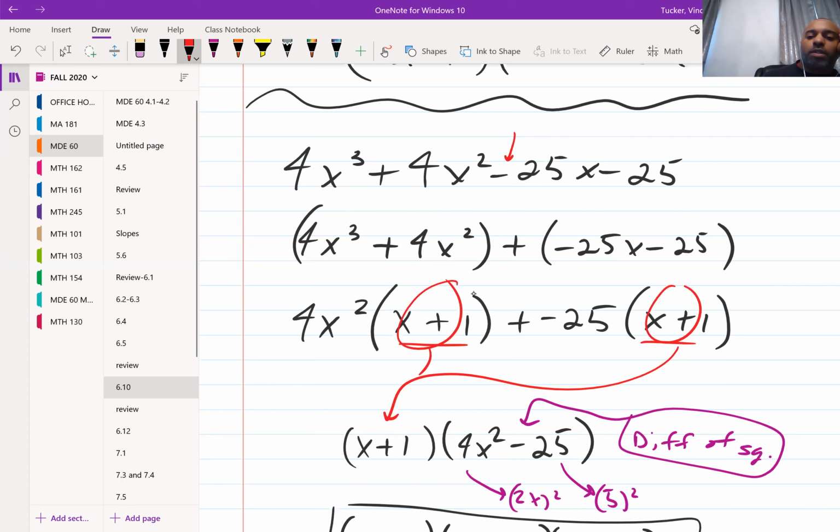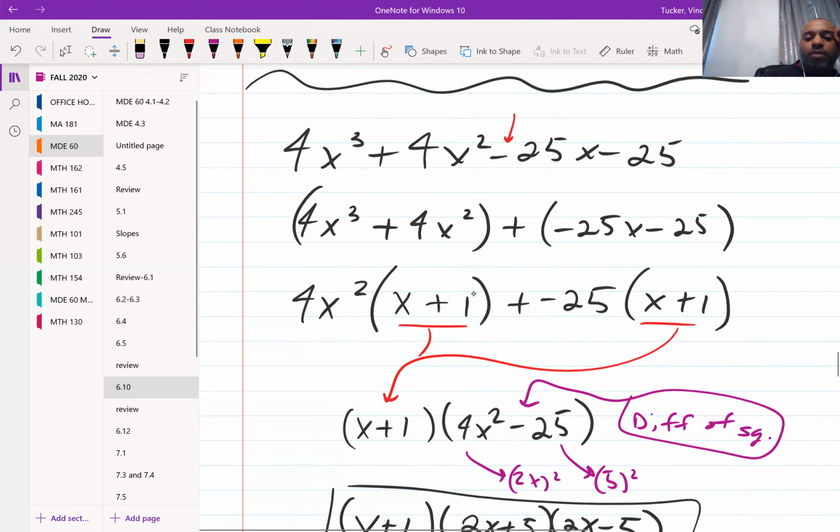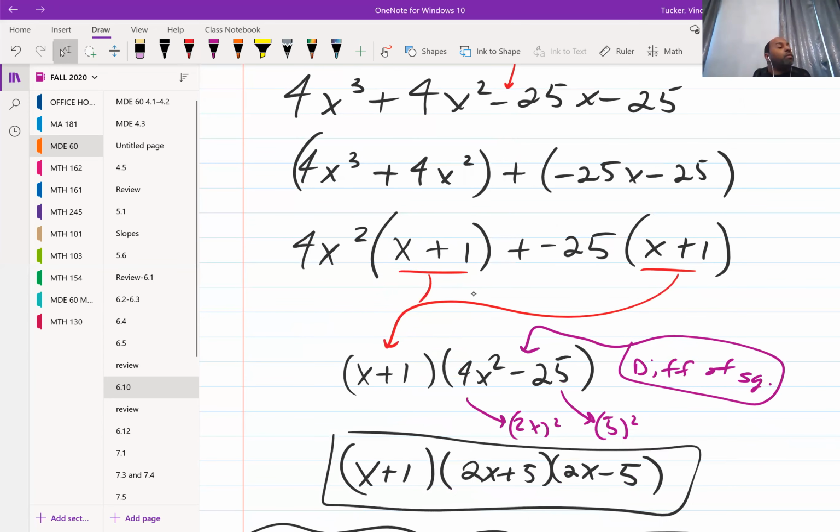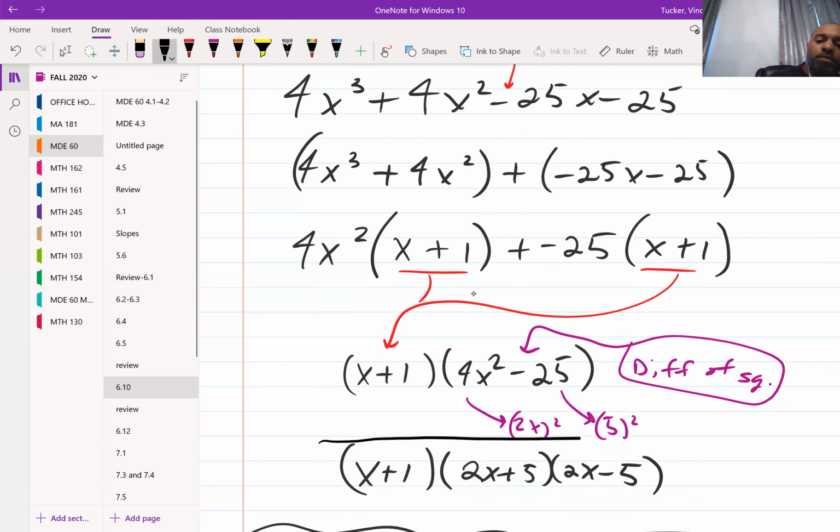And so that left me with x plus 1 in both my parentheses, which is what I need whenever factoring by grouping. So I bring my x plus 1 to the front. That leaves me with 4x squared minus 25 in this parentheses right here. Now that is the difference of squares. 4x squared is 2x times 2x, and then 25 is 5 times 5. So I can break that up into 2x minus 5 and 2x plus 5.